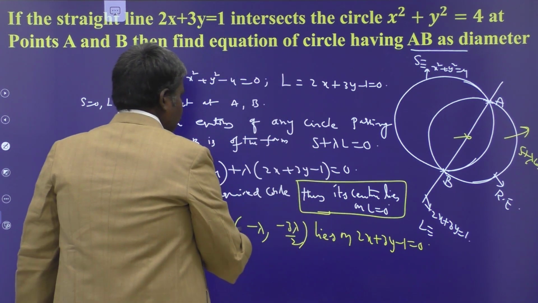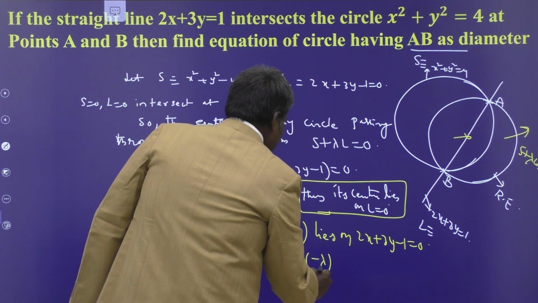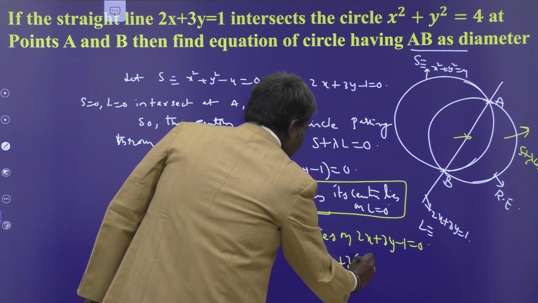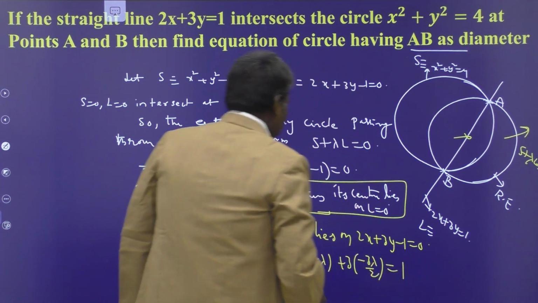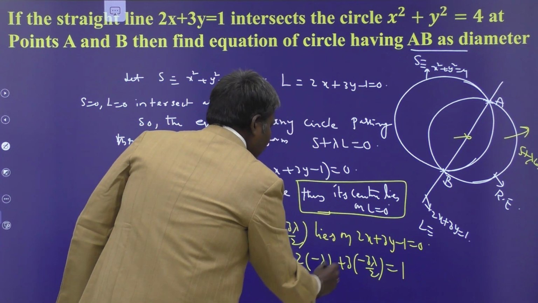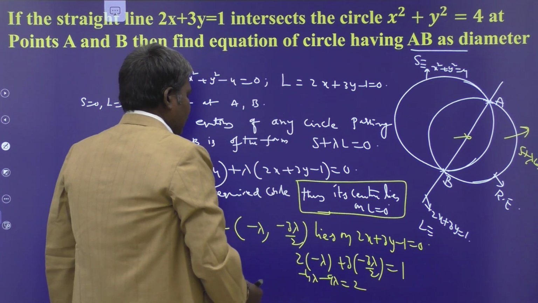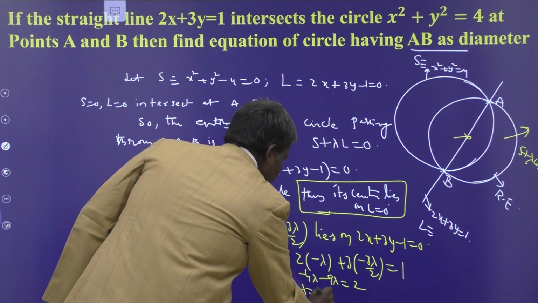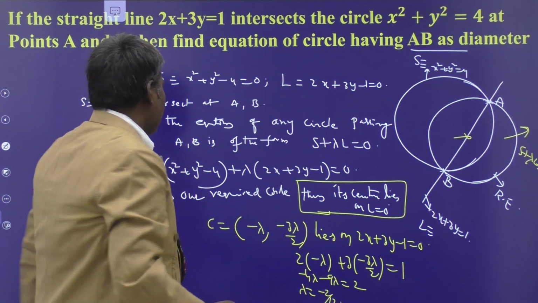Now I am going to substitute the value of x and y. 2 into minus lambda plus 3 into minus 3 lambda by 2 minus 1 equal to 0. That is equals to 1. So this is minus 4 lambda minus 9 lambda is equals to 2. By taking LCM, lambda is equals to minus 2 by 13. So we obtain the lambda value.